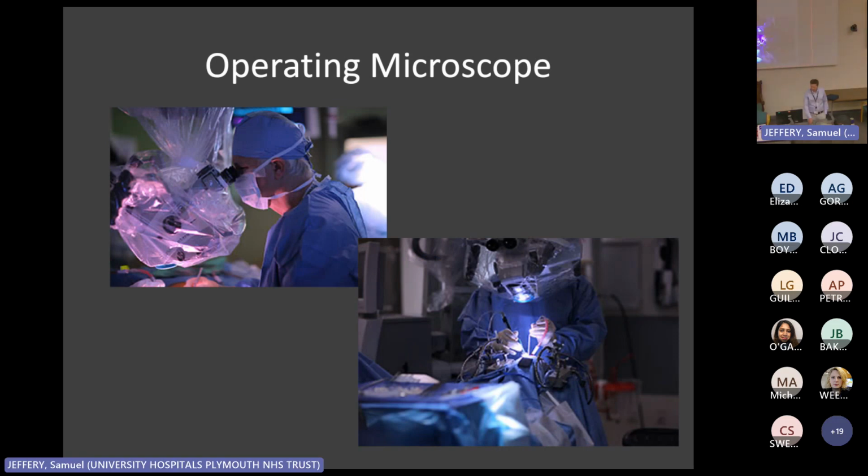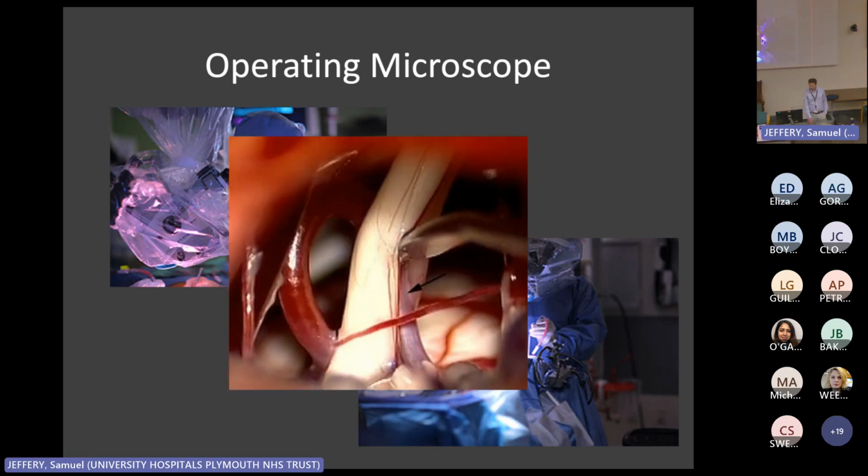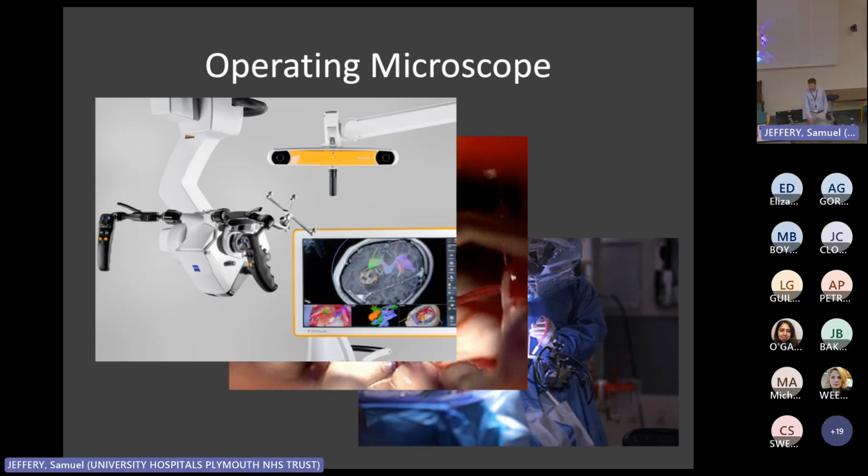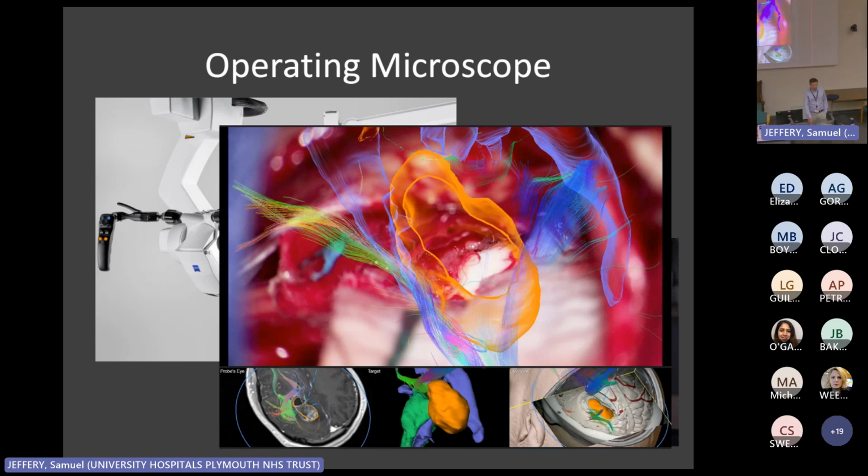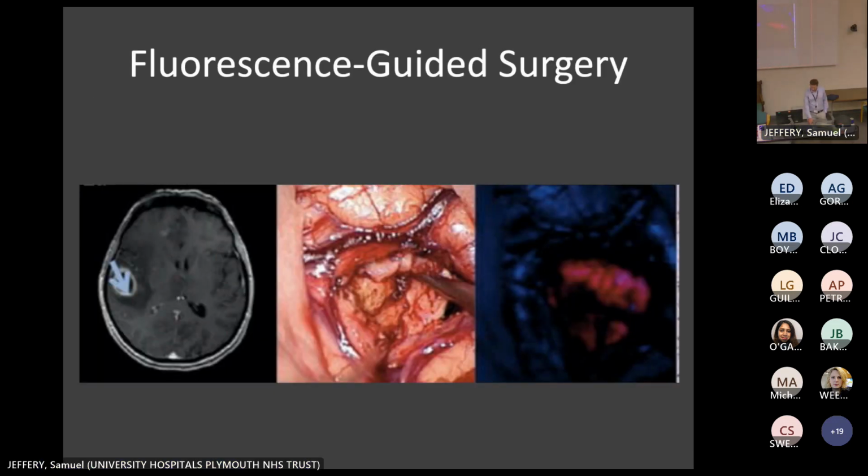We use the operating microscope a lot, which gives us good illumination and magnification. And again, we can combine that with image guidance to give us even heads-up displays of white matter tracks to help tumour resections. And the other things used is fluorescence guided surgery. So patient is given a drink called 5-ALA prior to surgery, and then this is selectively taken up within the tumour, and then you can see that under fluorescence intraoperatively.